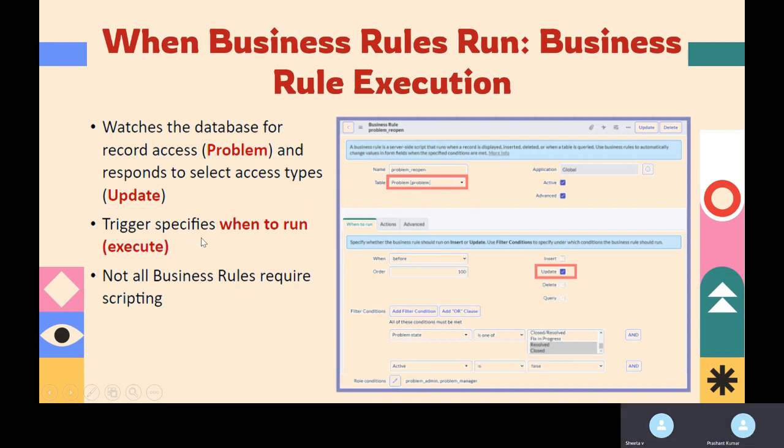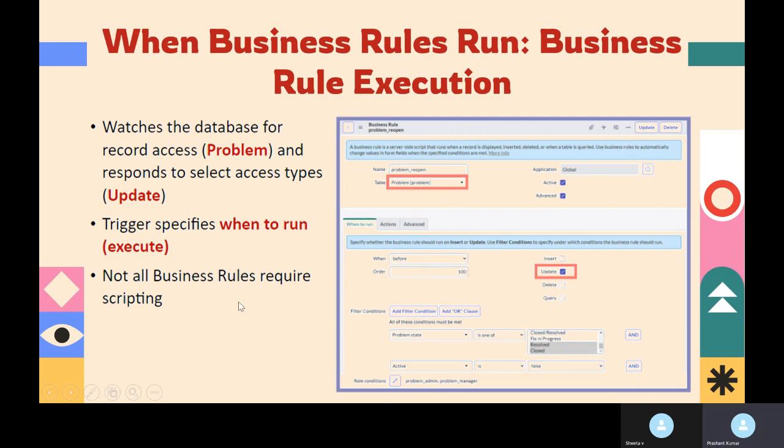Now if you see, trigger specifies when to run. So trigger means at what point of time this business rule will run. Here the when is before update, so it will execute before any update on this problem table. This business rule will run.